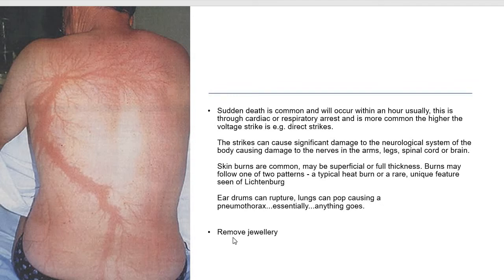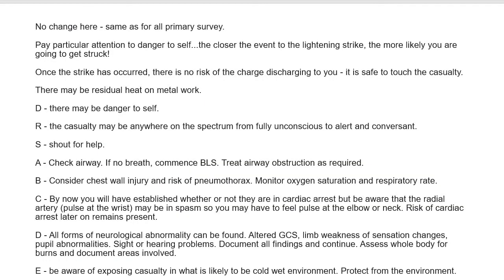So, and that's also important. Going back to this slide, I've sort of miscellaneously chucked in this bullet point of remove jewellery. So anything metal on the system can obviously be hot and can cause ongoing burns. So D may be dangerous to self.